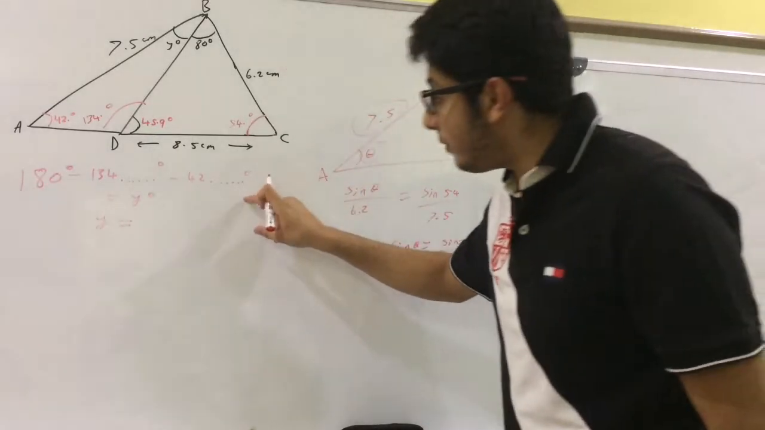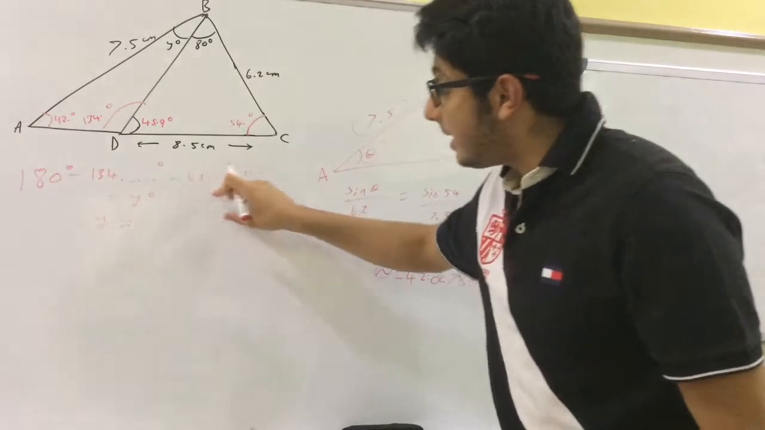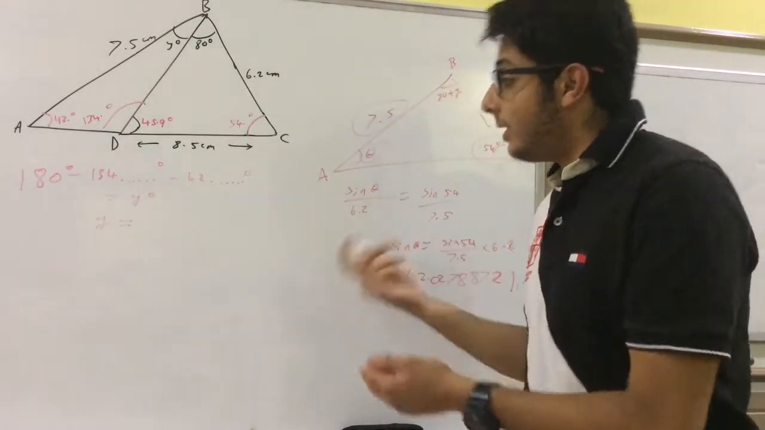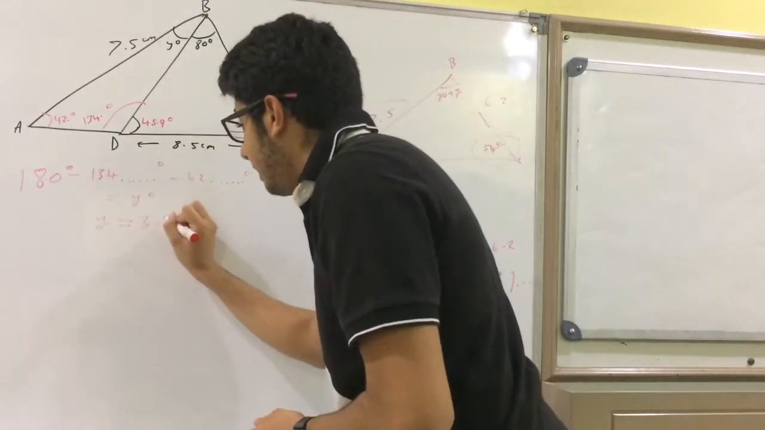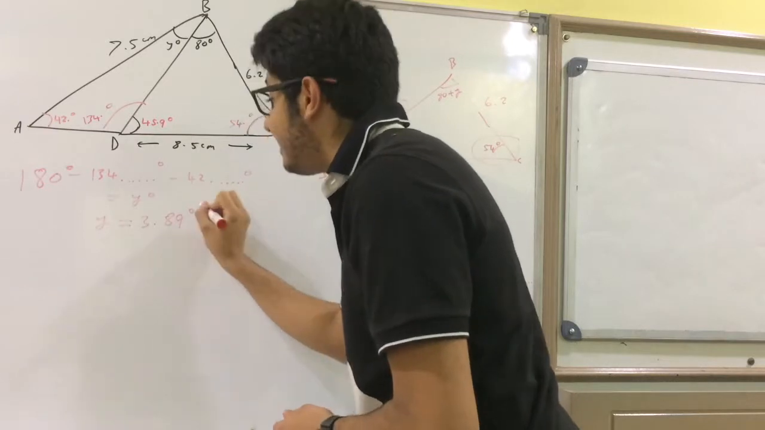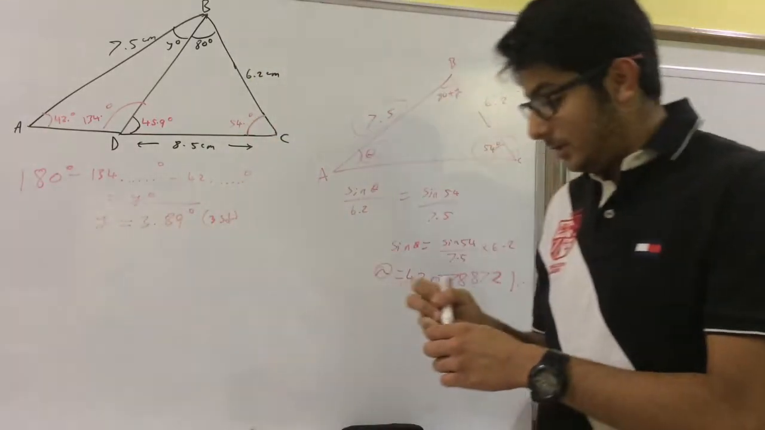So if you kept these values as they were in your calculator, then you should get y is equal to 3.89 degrees to 3 significant figures. This is where you round, because it's your final answer.